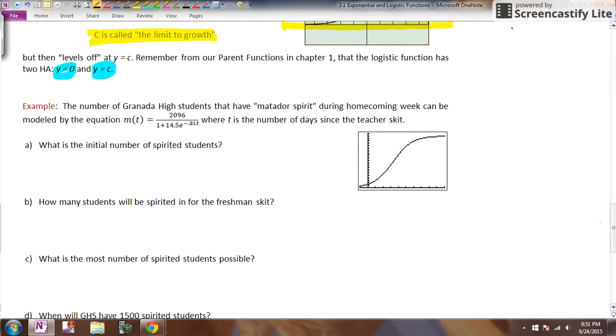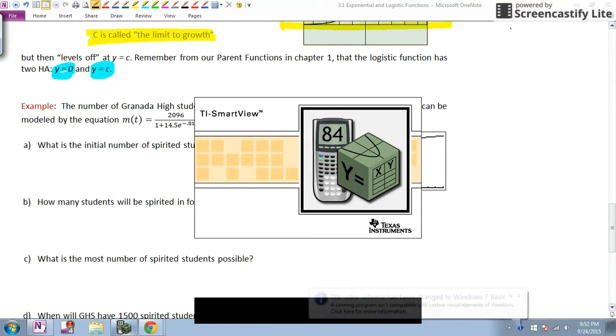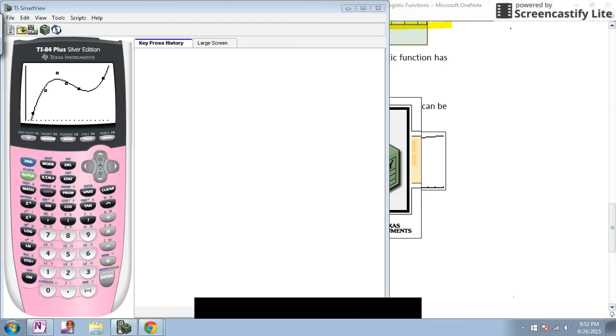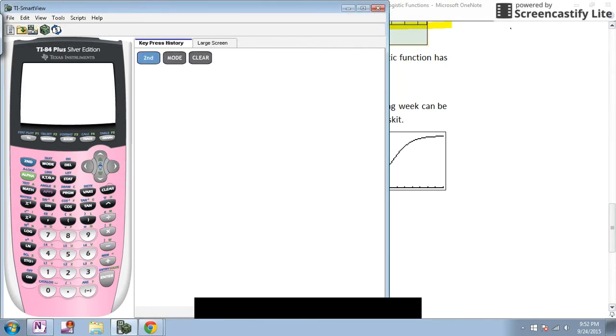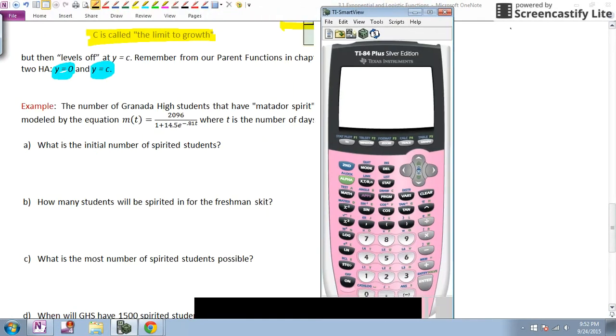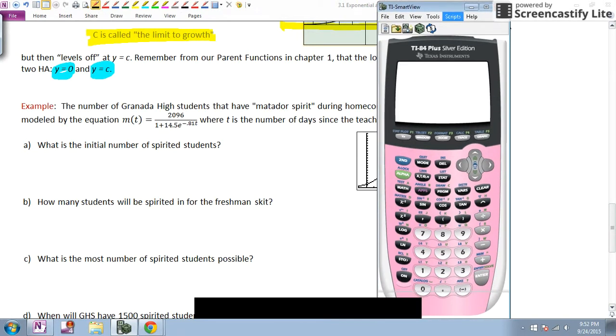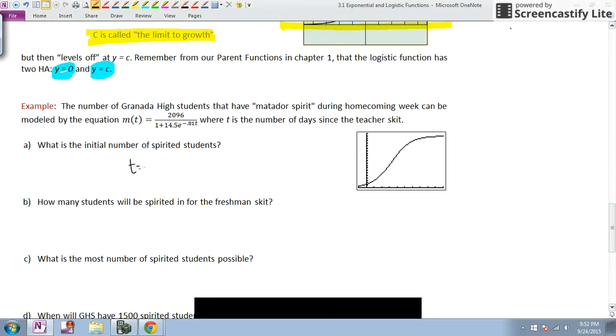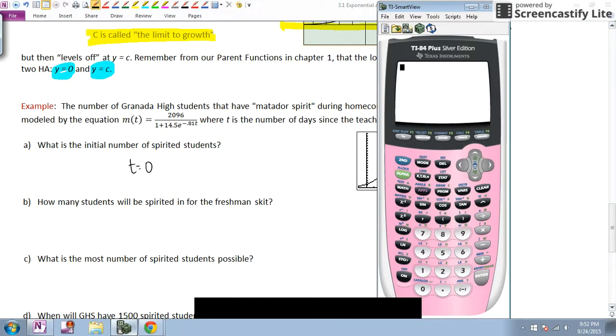So you can see down here in example 1, the number of Granada High students that have Matador spirit during the homecoming week can be modeled by this equation right there, where t is the number of days since the teacher skit. My first question: what's the initial number of spirited students at Granada? You have to realize that we are using t equals 0 because the teacher skit hadn't happened yet. So the days since the teacher skit would be 0. There haven't been any days since the teacher skit.